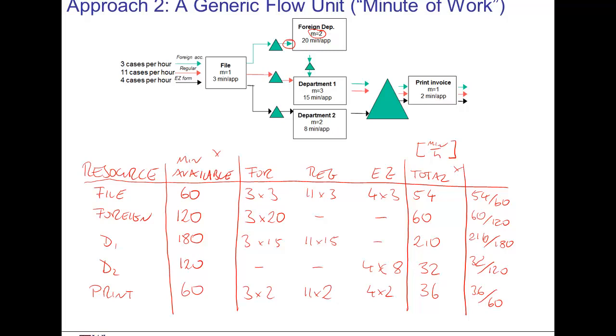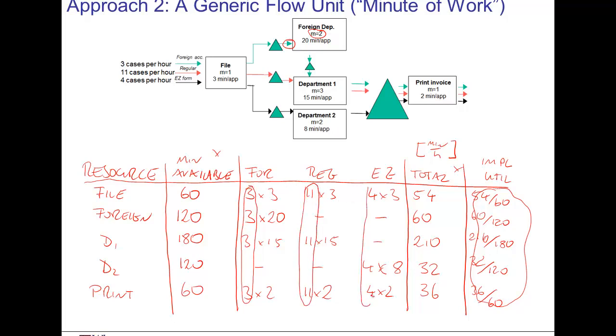Note that these are exactly the same numbers as we have computed in the first approach. For this reason, we can still call this the implied utilization. So the numbers here are exactly the same as they are before as far as the implied utilization is concerned. And you also see that these numbers here in each of these columns indeed correspond to what we had in the first approach. The benefit of the second approach is that you have more flexibility.